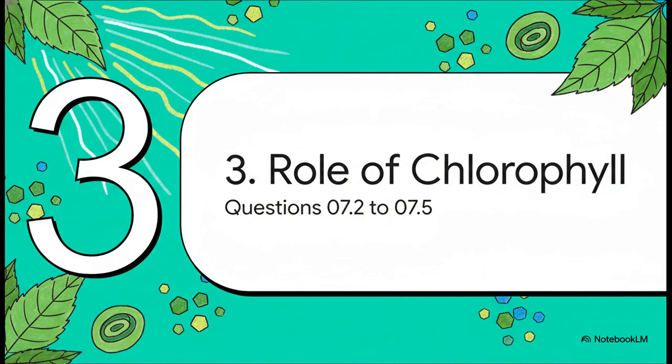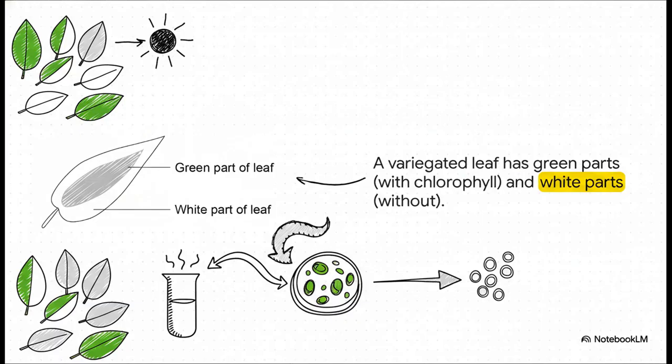The next part of the question zooms in on another vital ingredient for photosynthesis, that green stuff, chlorophyll. So the paper shows you a variegated leaf. You know, one of these cool-looking leaves with green and white patches. They're perfect for experiments because you've got the bits with chlorophyll, the green parts, and bits without it, the white parts, all on the same leaf. It's like having a built-in control group.